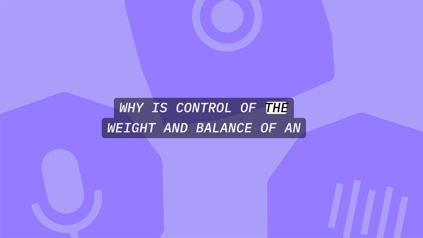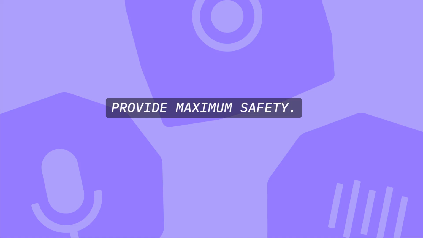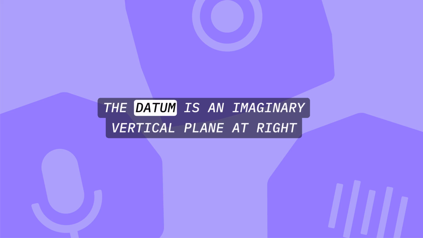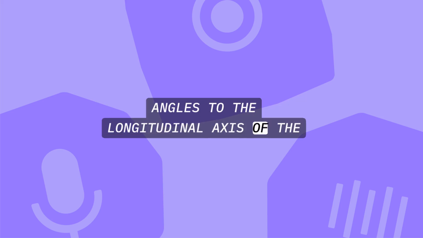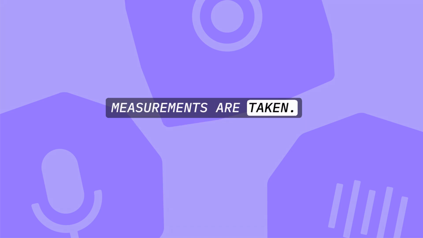Why is control of the weight and balance of an aircraft important? To provide maximum safety. What is the datum of an aircraft and what is its function? The datum is an imaginary vertical plane at right angles to the longitudinal axis of the airplane. It is the reference point from which all horizontal measurements are taken.